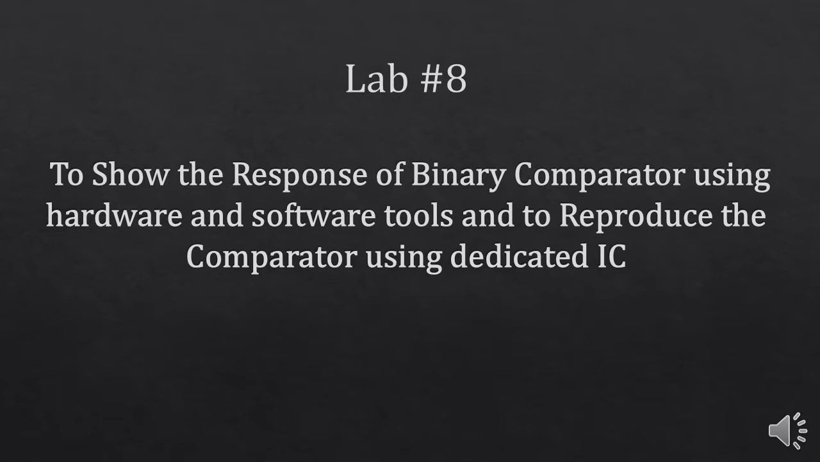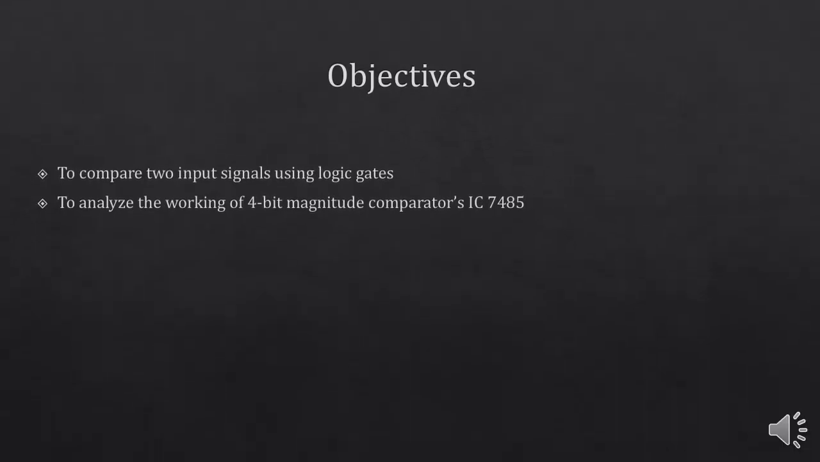The title of this lab is to show the response of a binary comparator using hardware and software tools and to reproduce the comparator using a dedicated IC. Let's first discuss the objectives of this lab. There are two objectives. First, to compare the two input signals using logic gates. Second, to analyze the working of a 4-bit magnitude comparator using the 7485 IC.